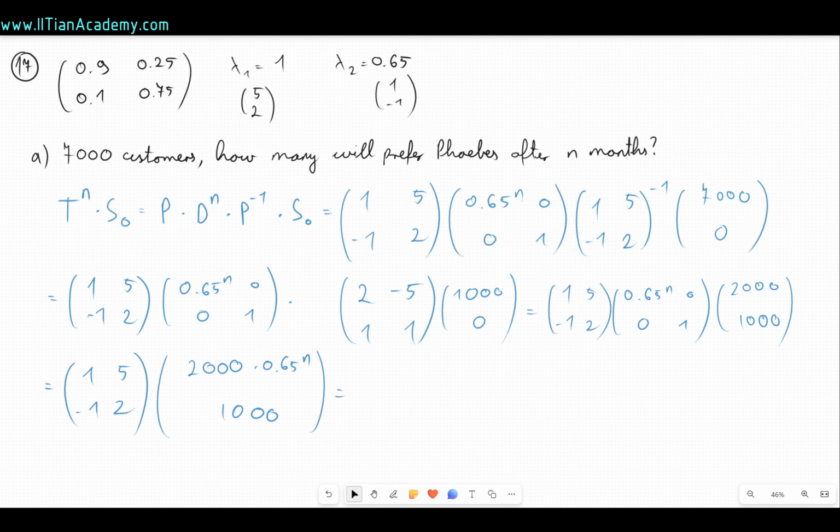And then finally, we need to multiply this as well. So this will be 2,000 times 0.65 to the n plus 5,000 over 2,000 minus 2,000 times 0.65 to the n. And so the number preferring Phoebe's shop after n months is simply going to be the bottom row, as also in the original case, this was the one representing Phoebe's shop.